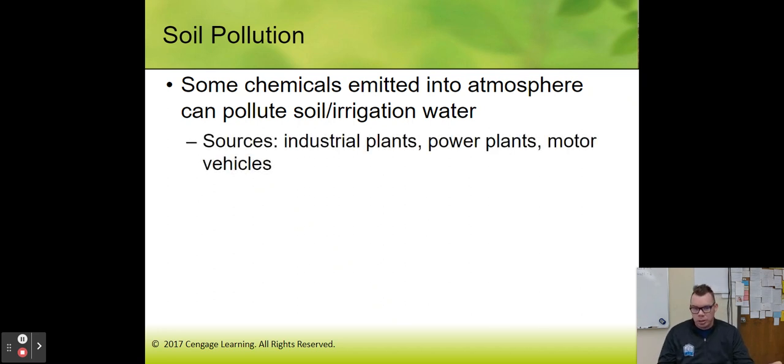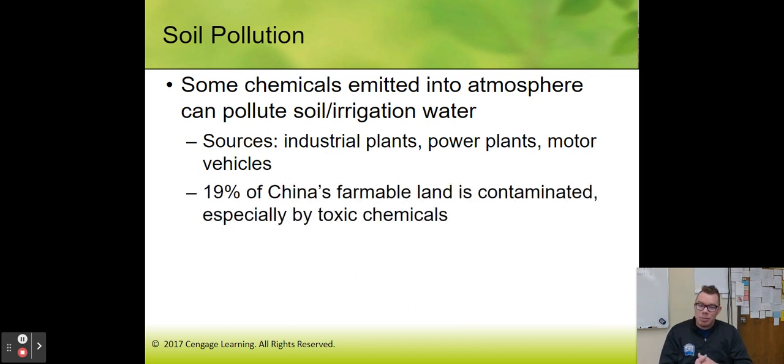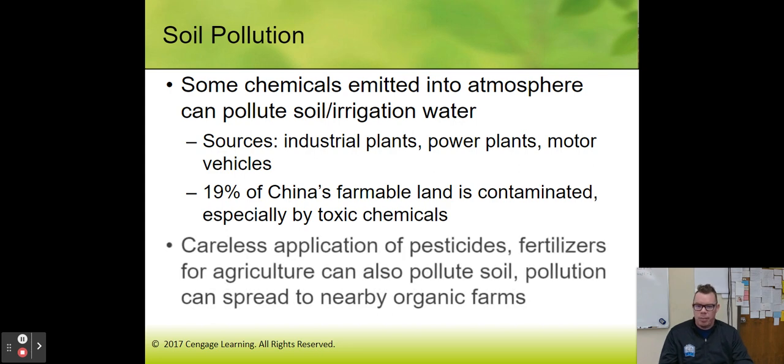All right, sources: industrial plants, power plants, motor vehicles do this stuff as well. 19% of China's farmable land is now contaminated because they have really bad air quality, which gets into the water, and so you can't really water the crops with that stuff. All right, now careless application of pesticides. We talked about this. This is DDT. You just kind of spray it everywhere. It's going to contaminate the water supply.